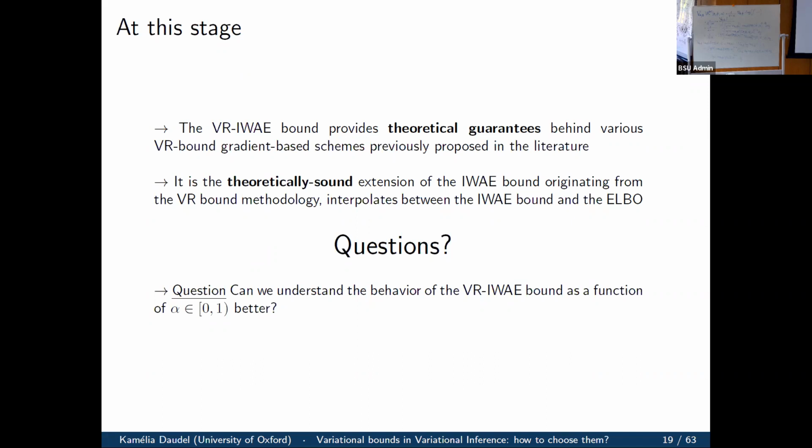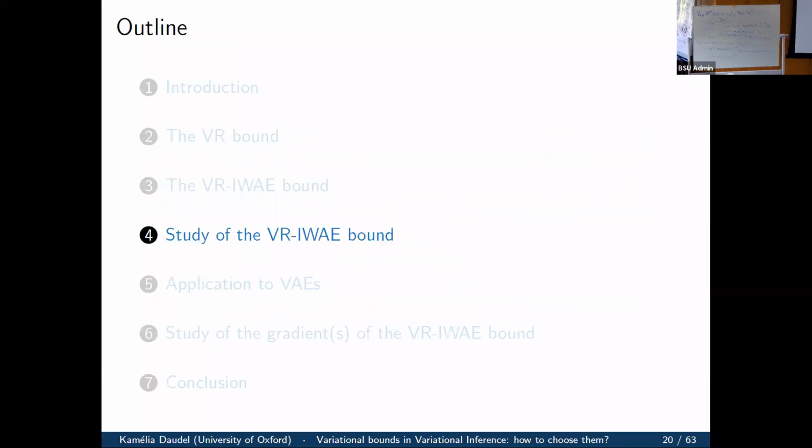We need to go back to our question, which was, can we understand better the behavior of the bound as a function of alpha, which is between 0 and 1? We know it's the evidence bound. And especially can we get a sense of what this n is actually. So that's part 4, where we're going to study the VIY bound. So it's quite a long part, and I'm going to split it up.